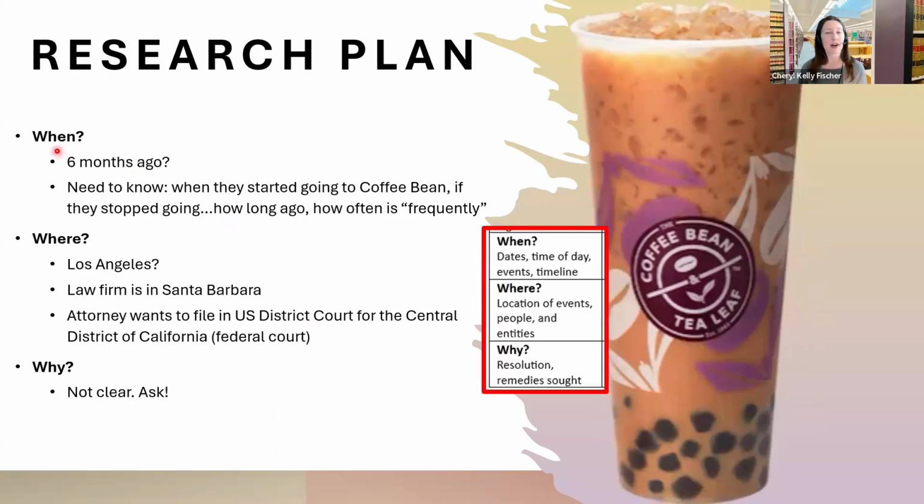All right, next W's. When? 6 months ago-ish? We need to know when they started going to Coffee Bean. If they stopped going, how long ago did they stop? How often is frequently? We need to narrow this down a little bit more. Where did it happen? Maybe Los Angeles. We know the law firm's in Santa Barbara. The attorney wants to file in the Central District, federal court. Why? What's the resolution? What's the remedies? We're not sure given the fact pattern. We'd have to ask our client.